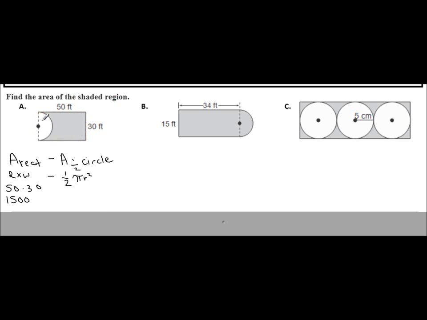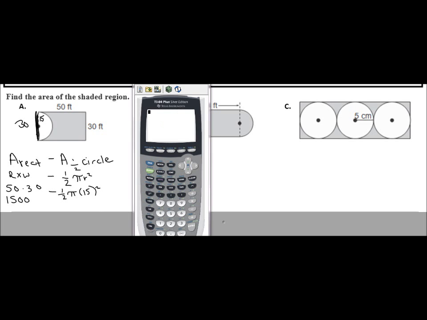And if you notice, the radius is half the diameter, and the diameter here would be 30. So half of that would be 15 for our radius. So we're subtracting 1/2 of pi times our radius squared. So we take 1/2 of pi times our radius squared.